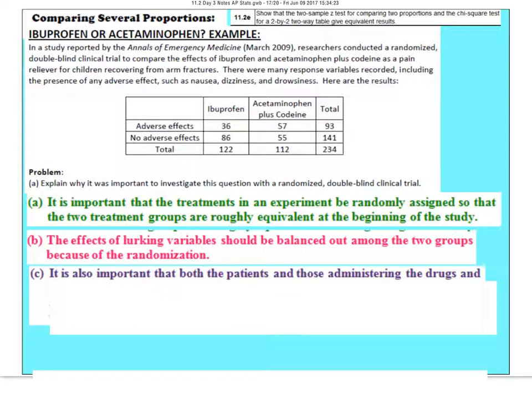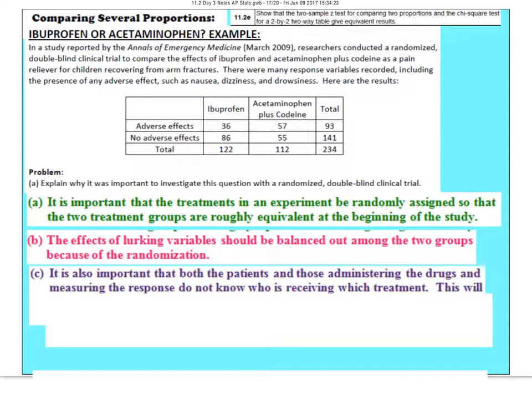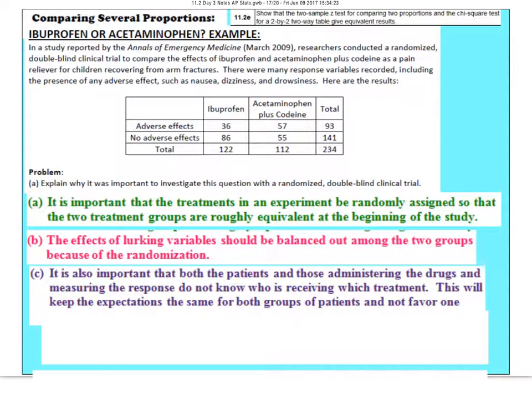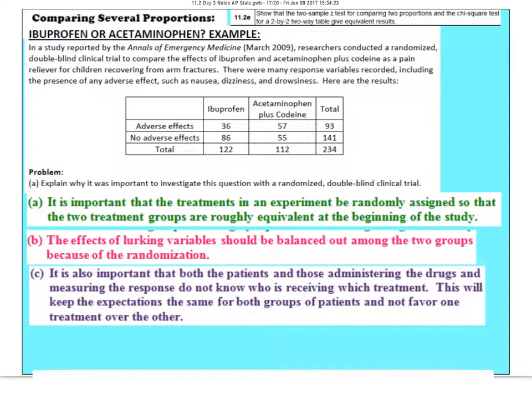And the third thing, it's also important that both the patient and those administering the drugs and measuring the response do not know who's receiving which treatment. This will keep the expectations the same for both groups of patients and not favor one treatment over the other. If you can do a double-blind experiment, it really is your best bet, trying to eliminate any type of bias that the person giving the medicine may have or reactions they may have to the actual subjects.